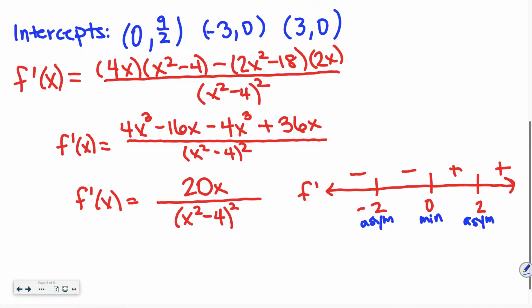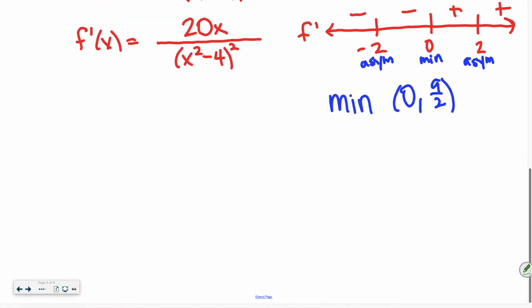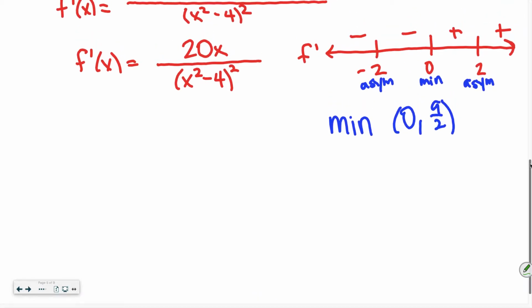We have a minimum, and our minimum occurs at 0. We already know that the y value is 9/2. So far, so good. Now, at this point, you need to make a decision about which form of the derivative you're going to use to take your second derivative. You're talking about a quotient. Okay, let's go to the most simplified version.